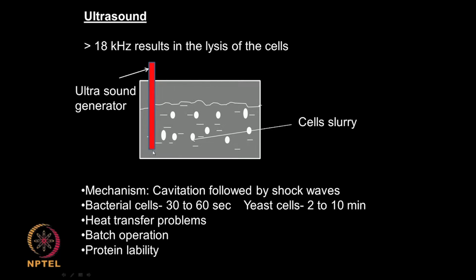Ultrasound, this is generally used in laboratory scale. You have an ultrasound generator. When it produces ultrasound, cavitations are produced, shock waves are produced, so cells get disrupted.